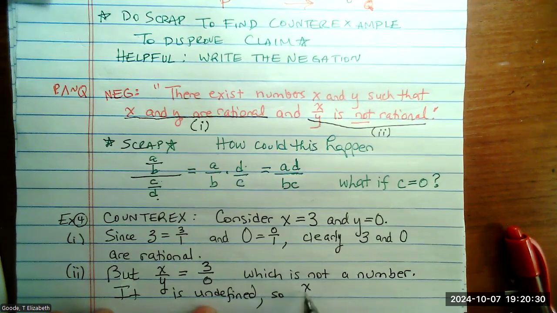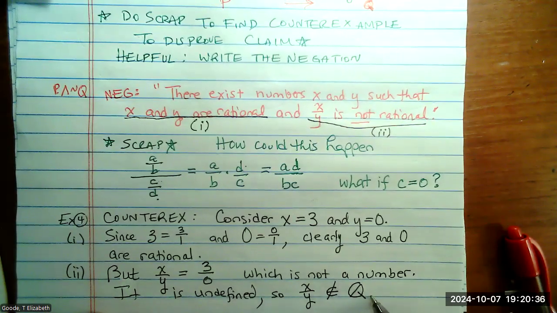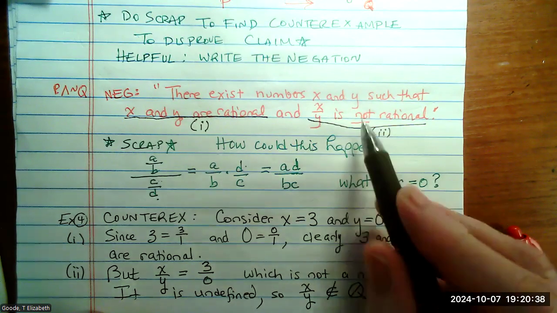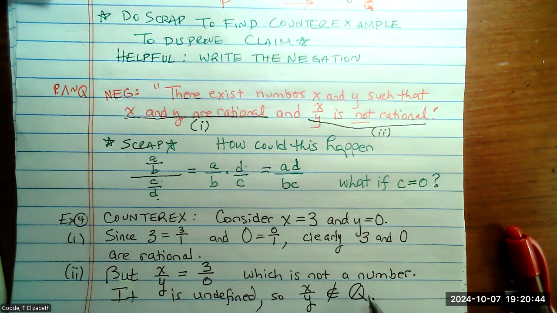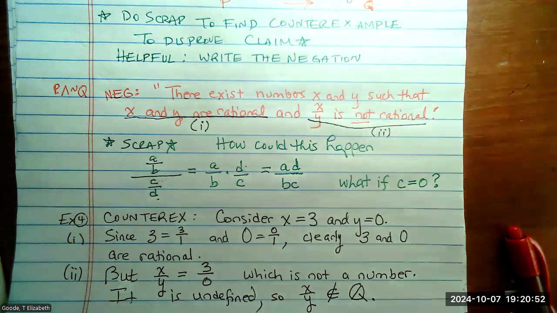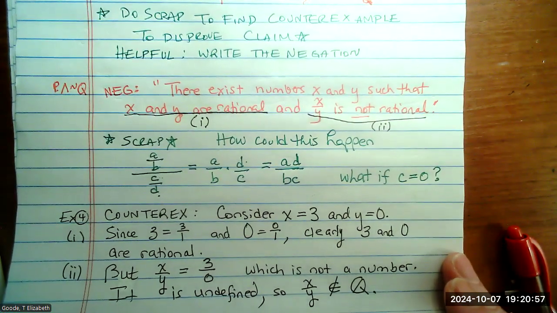So x over y is not in Q. In other words, it is not rational. You can write the words not rational, or you can use our symbolic notation, not an element of Q. Your choice, doer's choice there. I'm just trying to write things a couple of different ways so that you can see that there are choices there.